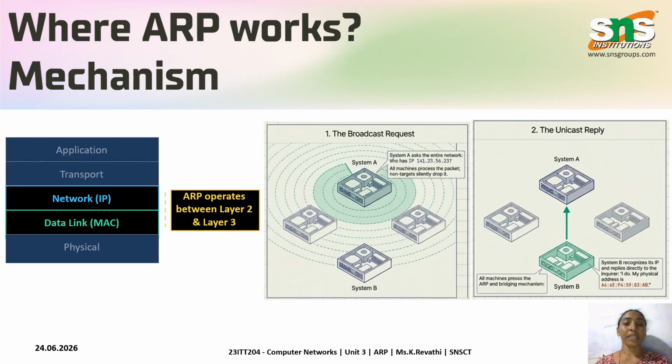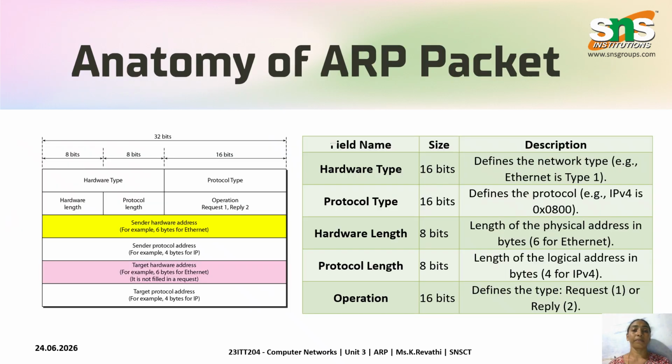And ARP works between the network layer and the data link layer. It helps the IP protocol communicate with Ethernet devices using their MAC addresses. Then next is the anatomy of the ARP packet, that means the structure of the ARP packet.